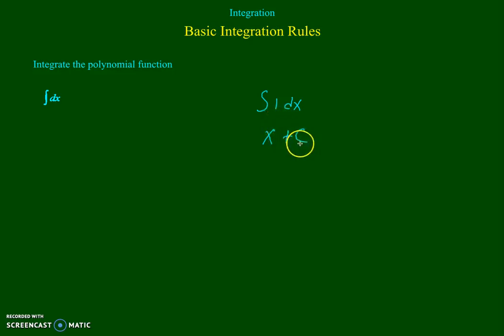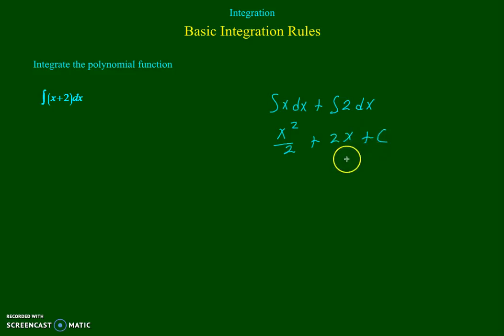So let's look at one that's a little bit more involved. Here we're using the sum and difference rule for integration. So what we have is the integral of x dx plus the integral of 2 dx. This gives us x squared over 2 plus 2x plus c. Notice in this one we used the power rule for integration, and in this one the constant rule for integration.